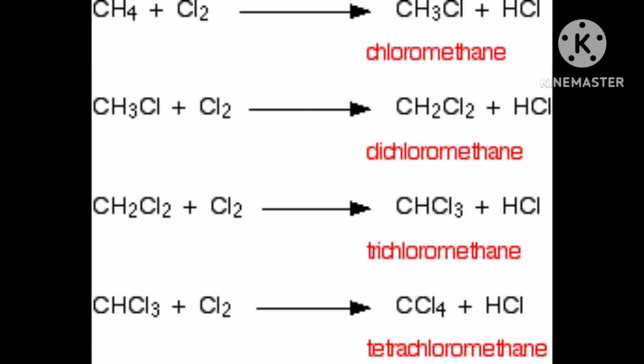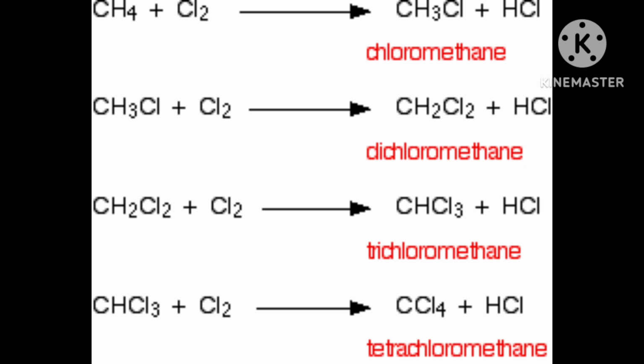In the third step, the third hydrogen will go, and it will form CHCl3. That is called trichloromethane. The second was called dichloromethane, the third was trichloromethane, and the first was called chloromethane, or monochloromethane. Mono, di, tri, all are methane only. Fourth, again the same thing: CCl4, tetrachloromethane or carbon tetrachloride, plus HCl. Trichloromethane is also called chloroform.